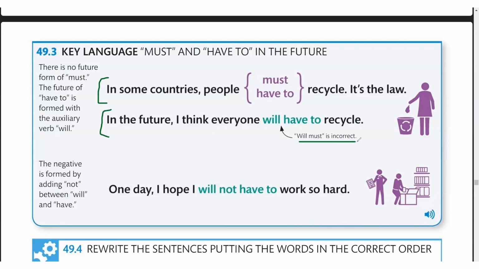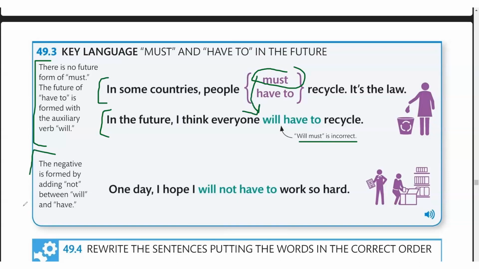So here we also have a note. It says will must is incorrect. So you cannot combine will and must together. You have to say will have to if you're talking about the future. So we have the note here reminding us there is no future form of must. No future form of must. So we had our example of must recycle. How do you make the future for must? You don't say will must. No, you have to say will have to.